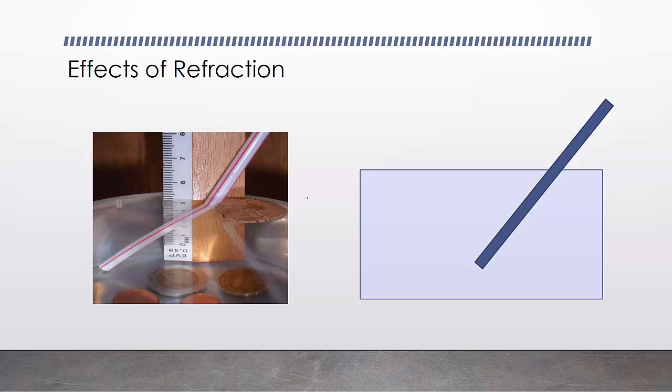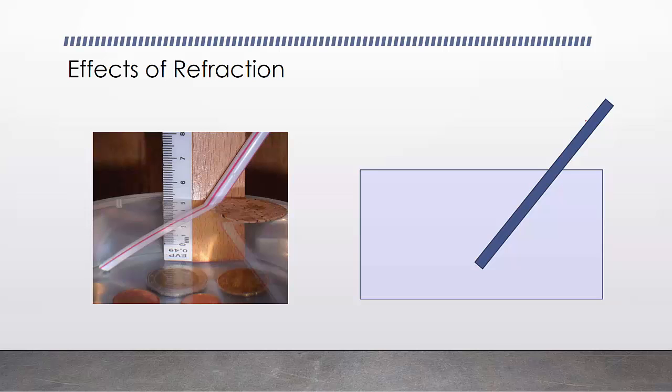Some effects of refraction. Because refraction bends light, it will distort what we see, as you can see from this diagram. If you have a straw and you dip it halfway into water, the straw will appear to be bent. Of course, the straw is not bent, but due to refraction, it distorts the light ray so that we think the straw is bent.